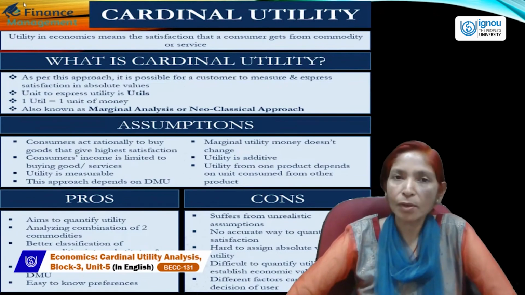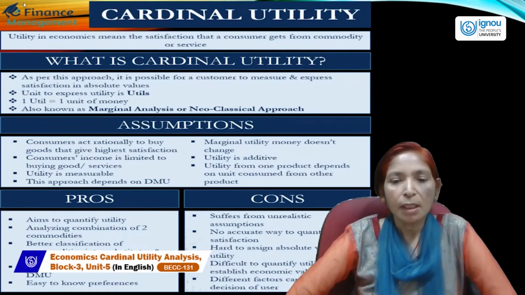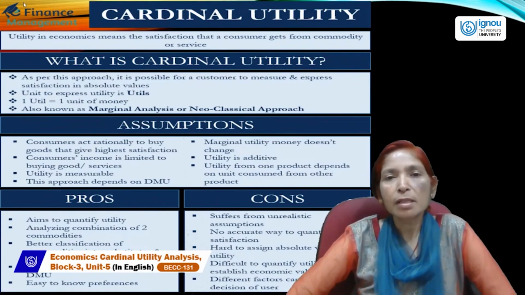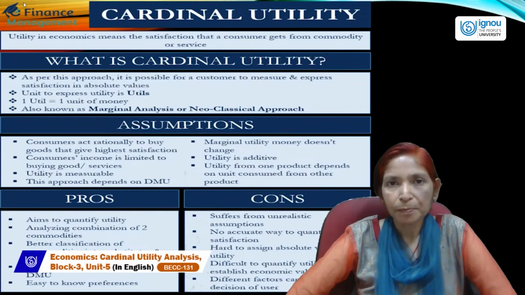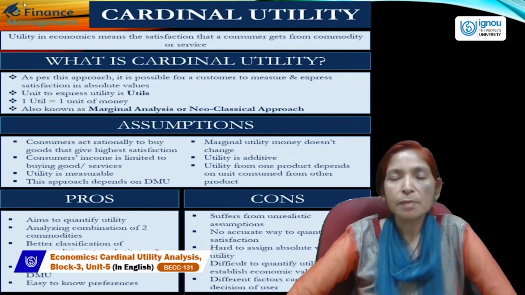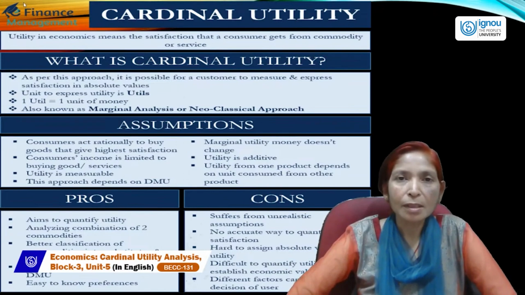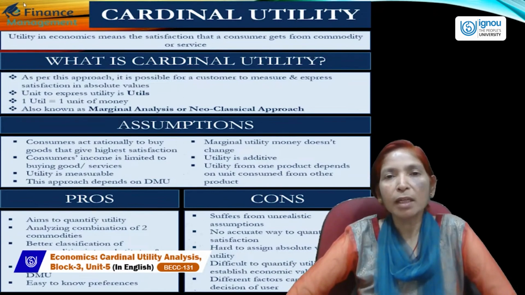Now, what are the cons of this utility approach? It suffers from unrealistic assumptions, because this cardinal utility approach, which is given by Marshall, is based on some unrealistic assumptions. And what are the unrealistic assumptions? That marginal utility of money remains constant. You know that marginal utility of money can't remain constant.